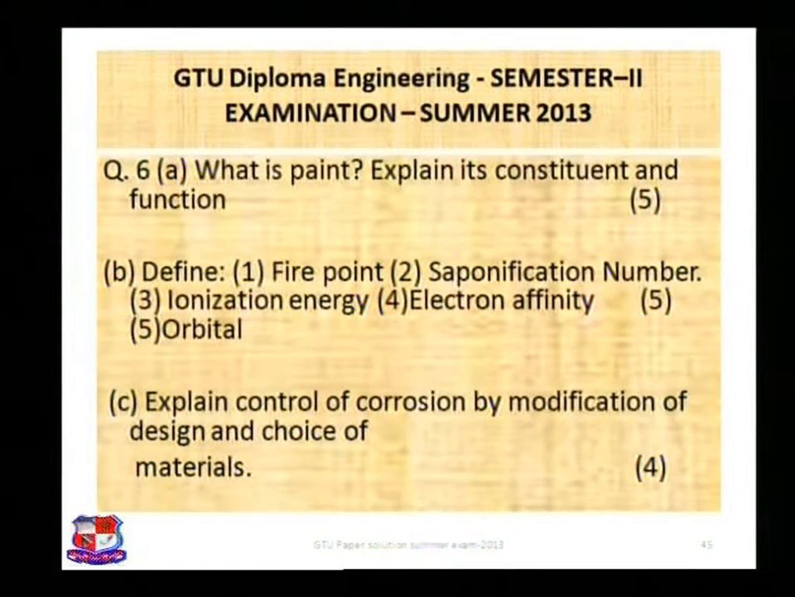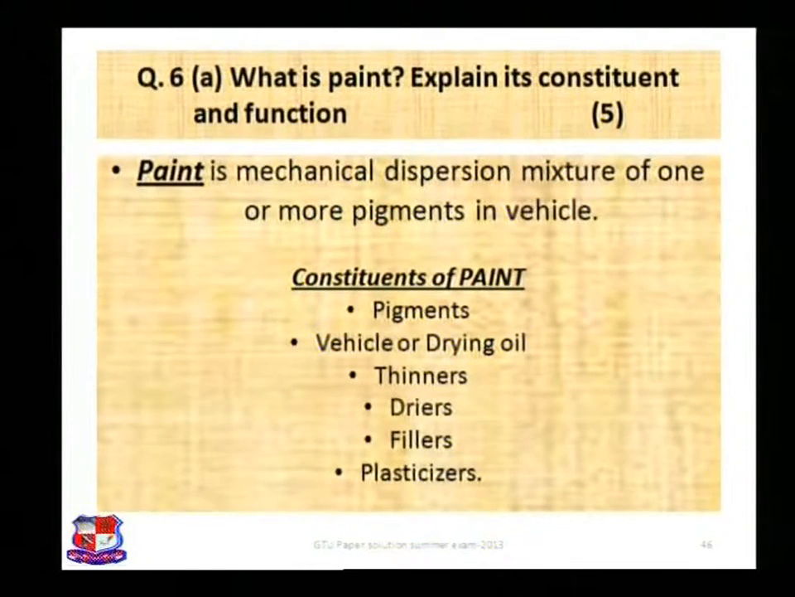Now question 6a consists of: what is paint? Explain its constituent and function. See, paint is, you can first write down the definition. Paint is mechanical dispersion mixture of one or more pigment in vehicle. Okay, so that is paint. Constituents of paint, what are the components of which the paint is made? So there are pigments, vehicle or drying oil, thinners, dryers, fillers, plasticizers. These all are the components of which your paint is made.